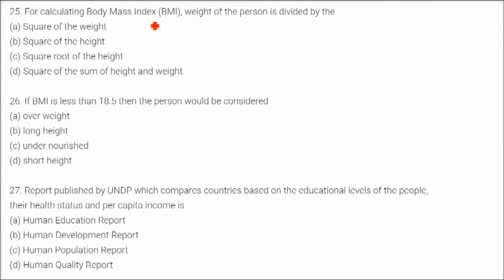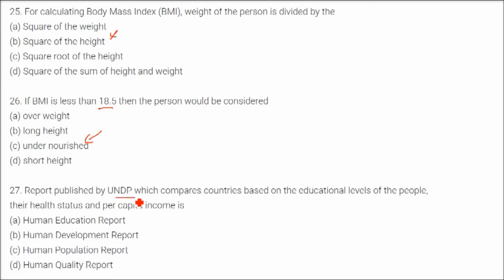For calculating the BMI, body mass index, that is, what is the height and what is the weight. The proportion of body weight to height is the body mass index. The weight of a person is divided by the square of the height. If the BMI is less than 18.5, then the person would be considered undernourished.